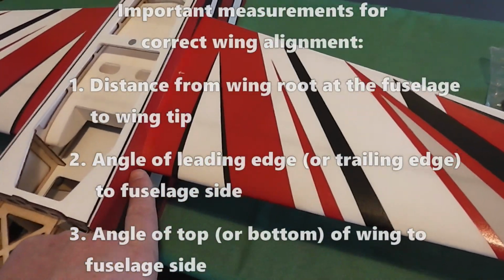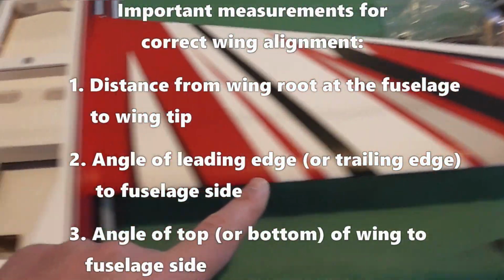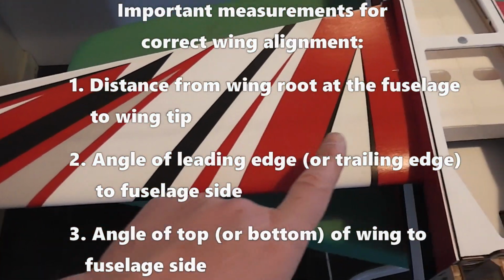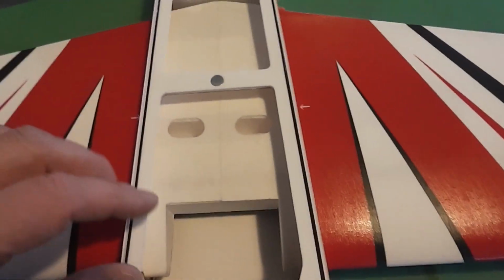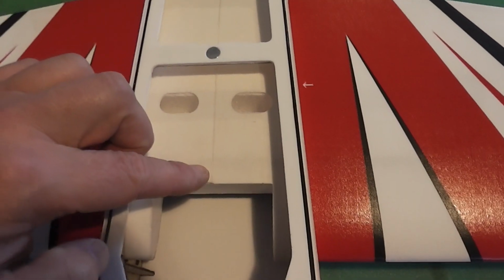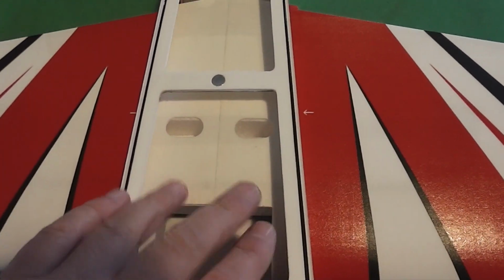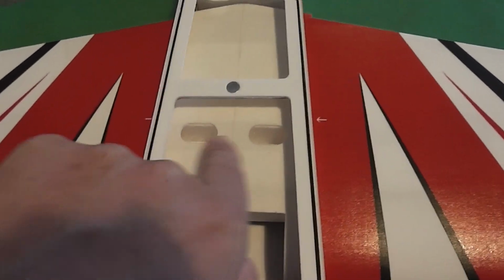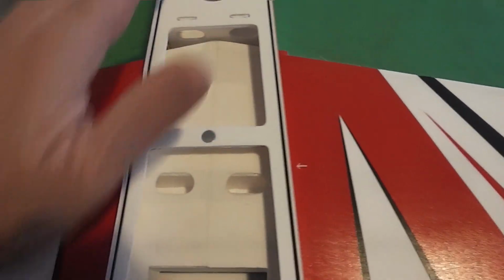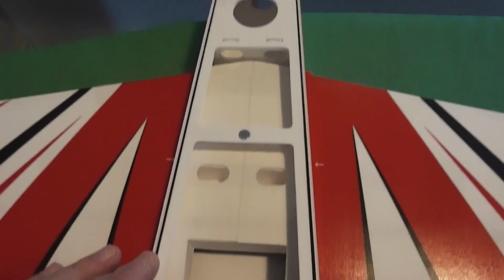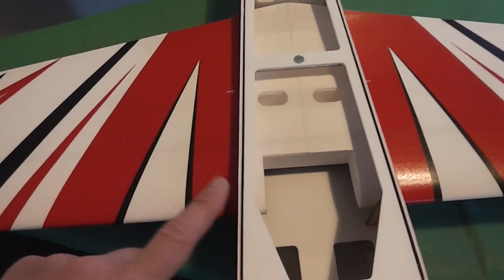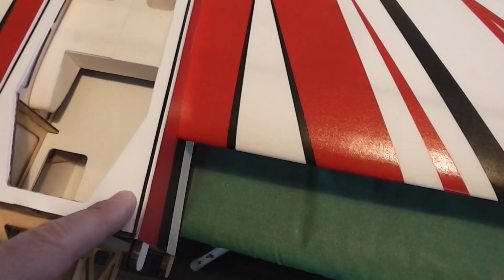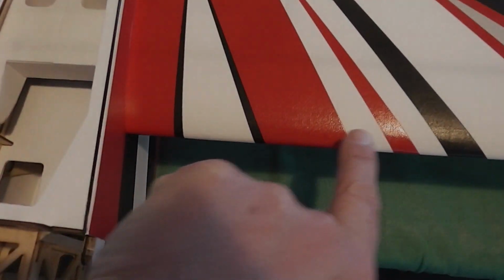So there are some obvious measurements we need to concern ourselves with. One is the distance from the fuselage to the wingtip on one side, which should of course be equal to the distance on the other side of the wing. There's obviously the joiner here for the wings, but in this case it's a little bit difficult to measure the distance between here and here due to the way the fuselage is formed. So I'm going to use these measurements from the fuselage to the wingtip.